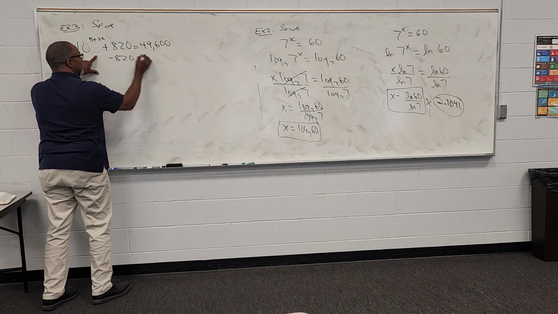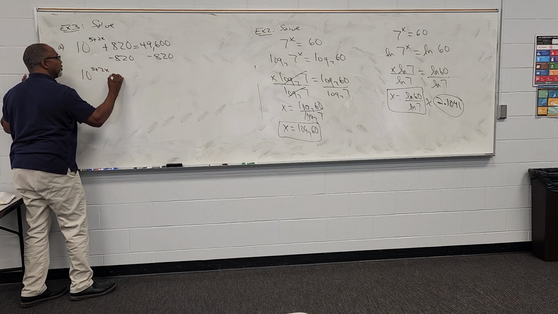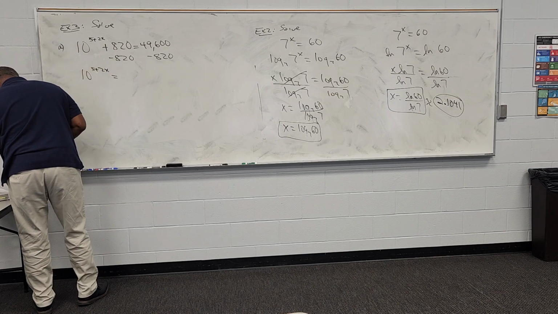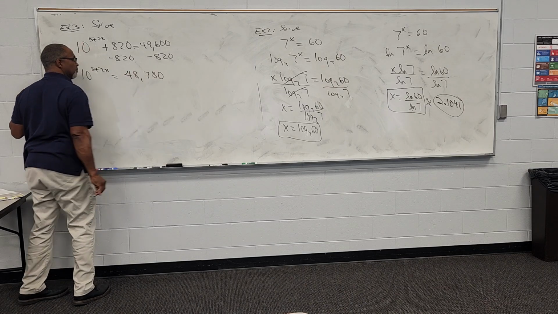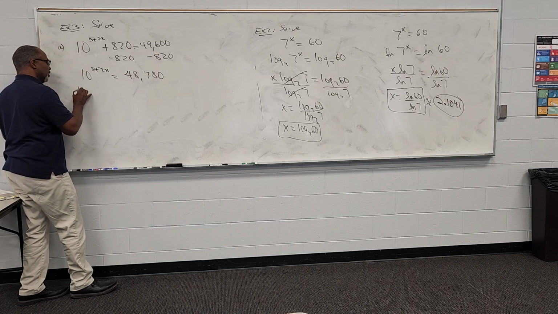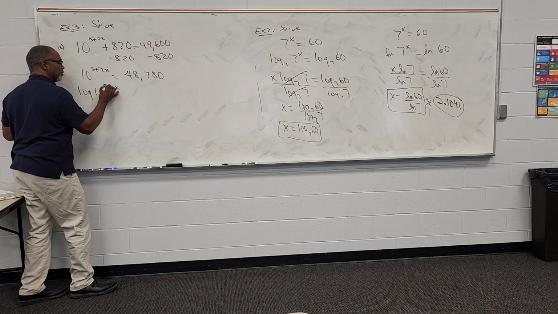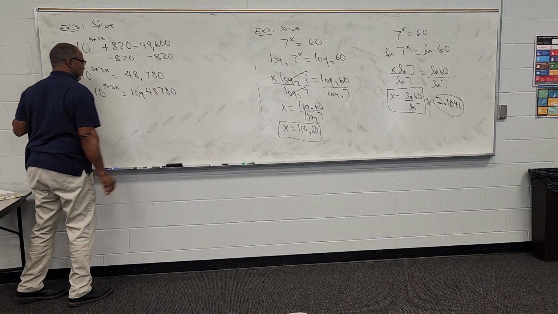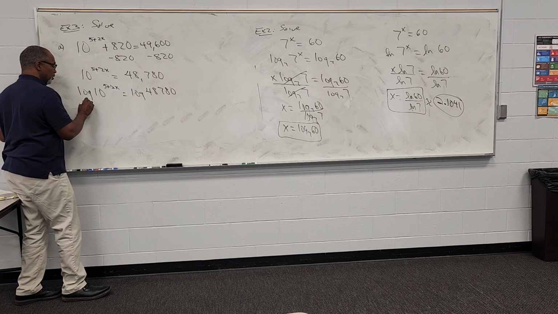So I'm going to subtract 820 first. That gives me 10 to the 5 plus 2x power equals 49,600 minus 820, well, that is 48,780. So I've isolated the exponential term. So the next thing to do is take the log of both sides. I'm going to take a common logarithm because of what we just talked about. If I take a common log on that side, I have to take a common log on this side. Well, log to the base 10 to the power, that power comes down by the power rule, right?